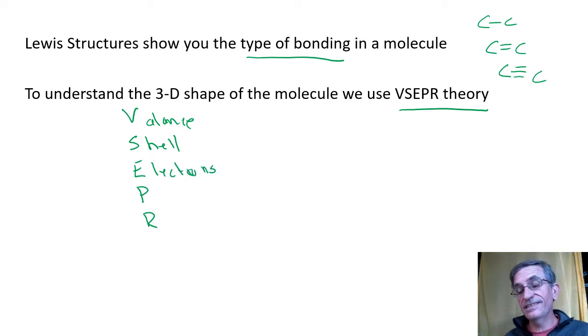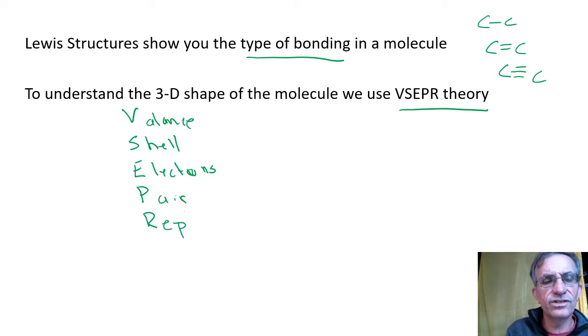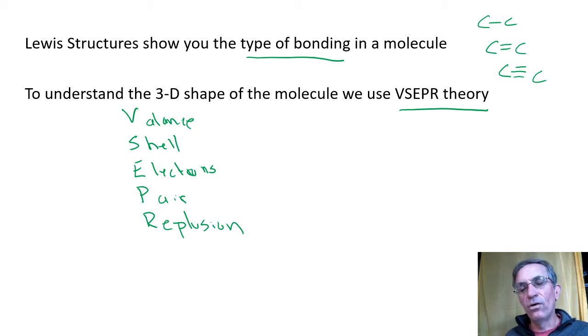So we're still going to focus on the valence electrons, the ones that are used to bond. And just like we saw before, they're going to be in pairs, maybe a lone pair or a shared pair. That's what the P stands for, pair. And then the heart of this theory is the R, repulsion. Repulsion means to be repulsed by someone.